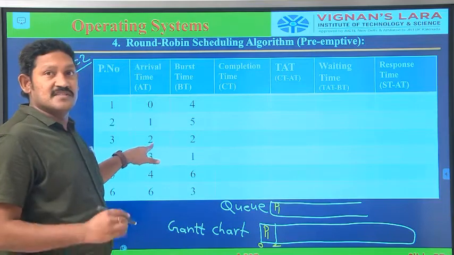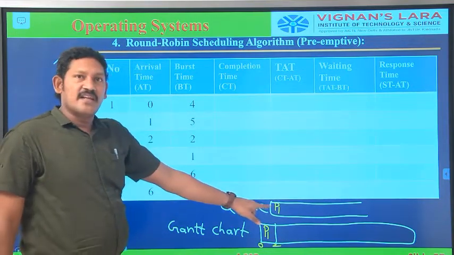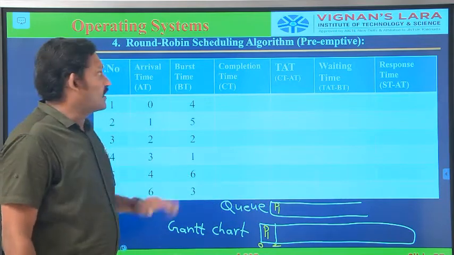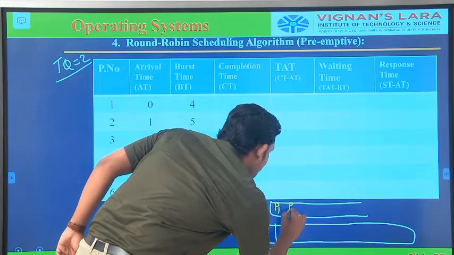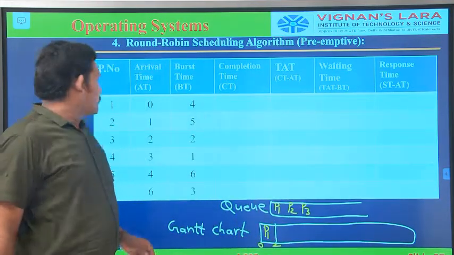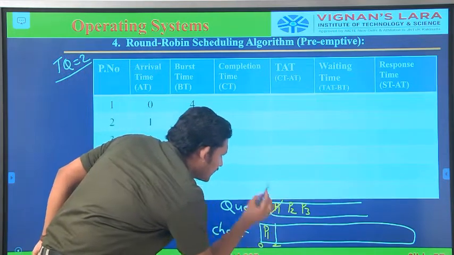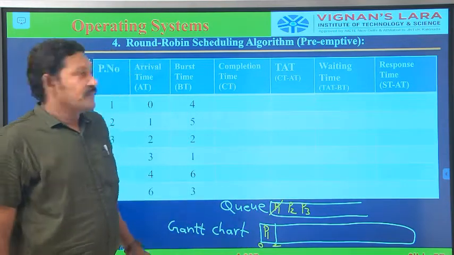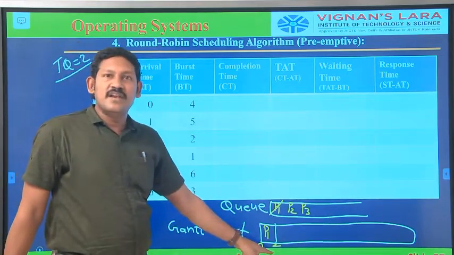At 2 seconds, what are the processes available? P1, P2, P3. P1 is already there in the queue. So we have to enter P2, P3. So we will enter P2, P3. P1 is already executed, so we will cut it. After execution of P1, the time interval is 2.